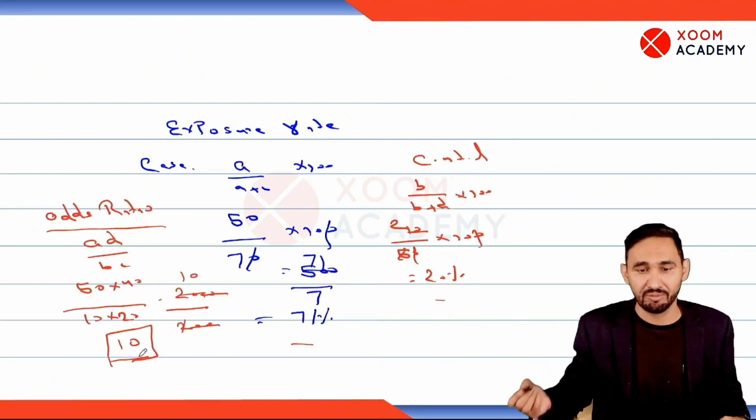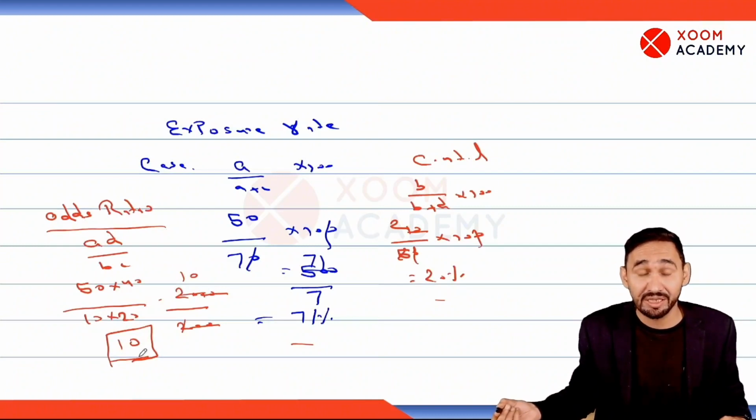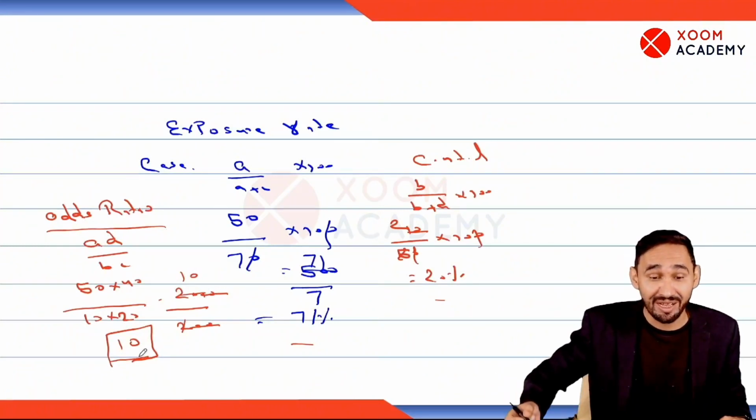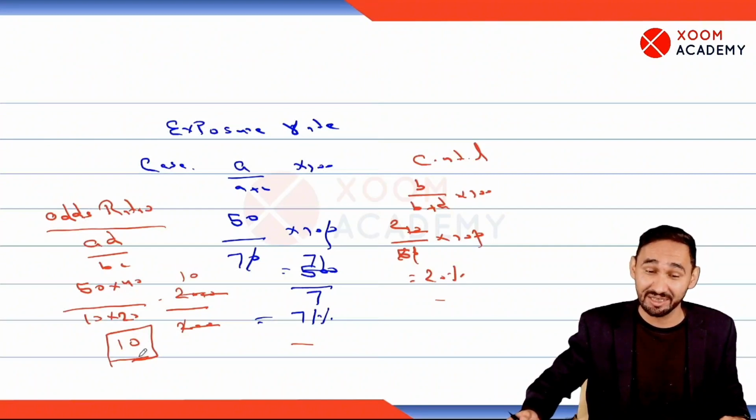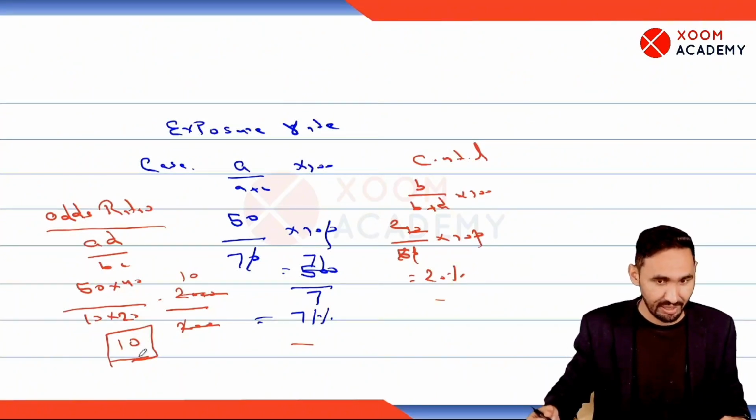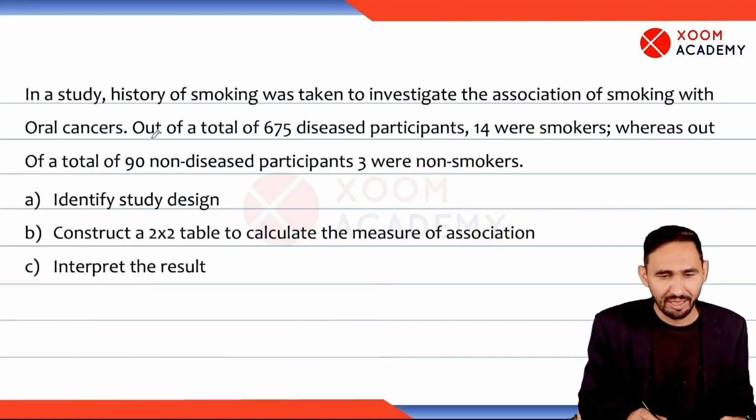So remember, we'll measure exposure rate in case control study and odds ratio. It's a common university question. They will ask, how will you measure the risk in case control study? You will measure odds ratio in case control study. And then move to next.